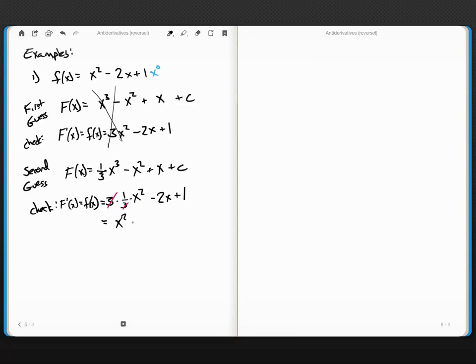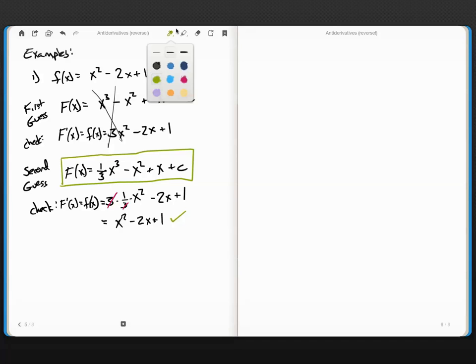X squared minus 2x plus 1, yeah. Good. So that matches my original function, so that checks out, which means that my second guess, I didn't get it right on the first try, but that often happens. Right. So that's my correct answer.